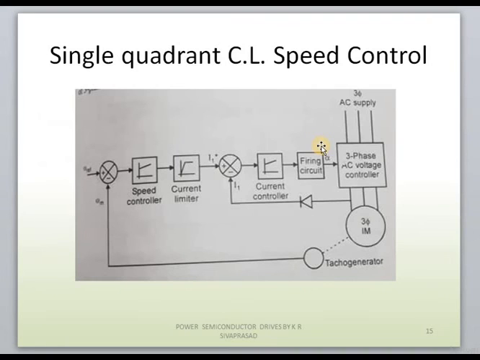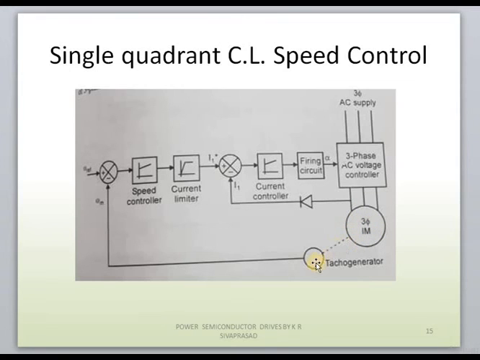This is nothing but single quadrant closed loop speed control. If we have to operate this machine in a single quadrant, we use this one. If you want to control this for 4 quadrants, there are some small changes. We have to add one device here. With that, we can control in 4 quadrants also. First, we will see single quadrant operation. What are the devices we are using here? Single quadrant operation for a 3-phase induction motor speed control.